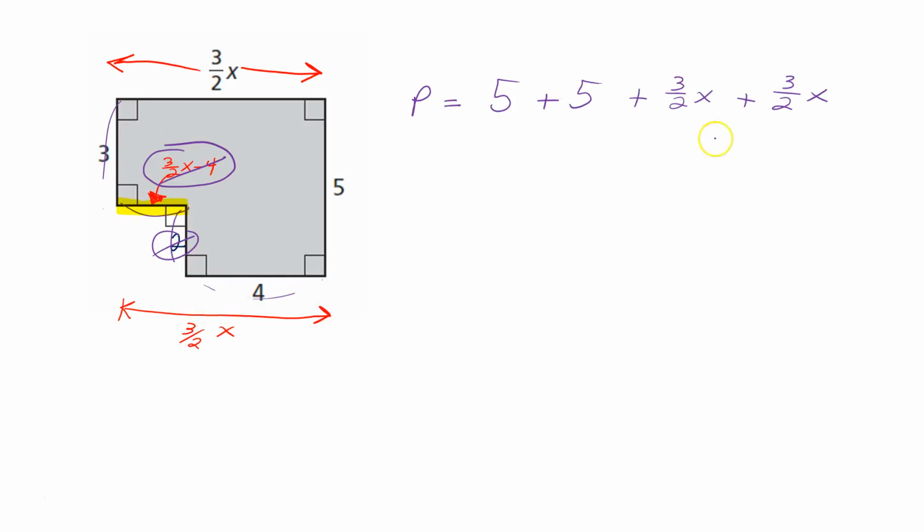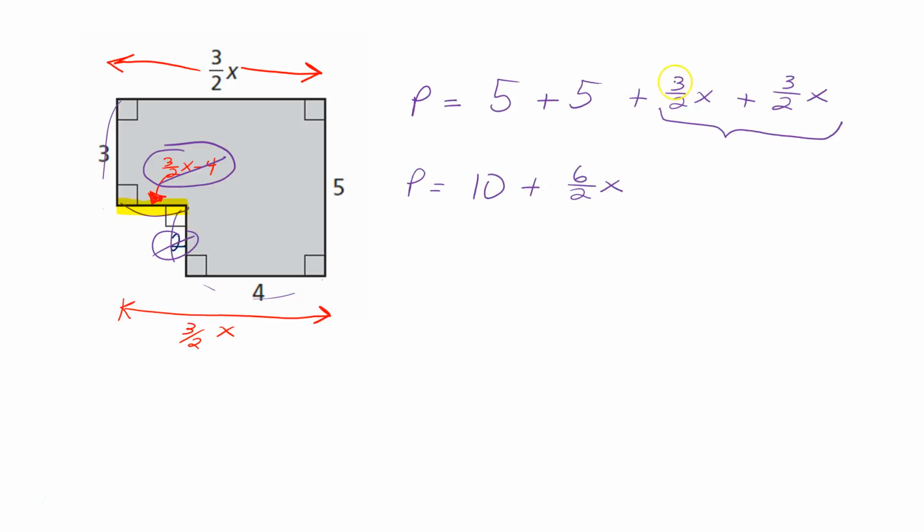Well, now we have the problem of fractions when we're combining like terms. We have to remember how to add fractions. Well, let's see. 5 plus 5 is 10. And then 3 over 2x plus 3 over 2x. If you remember adding fractions, you have to have a common denominator, which we already have, and then you just add the numerators. So 3 plus 3 is 6. So we have 6 over 2x.